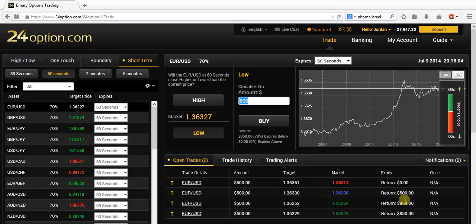But we had a return of $850 on 2 trades. Invested $500, that's $350 profit each one, $700. Had 1 trade at $500 that closed even, so we got our $500 back. And 1 trade at $500, which we lost. So a net profit of $700 minus $500, that's $200.